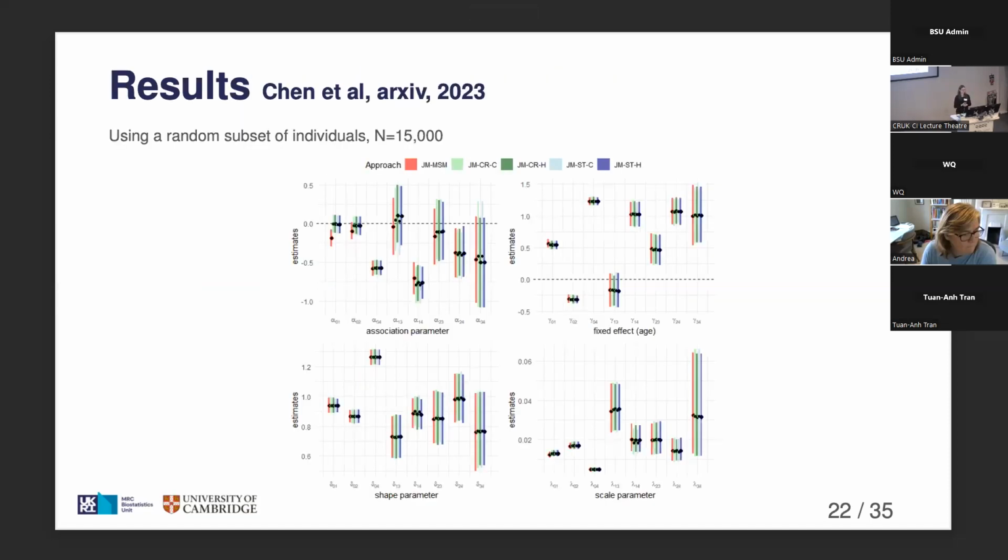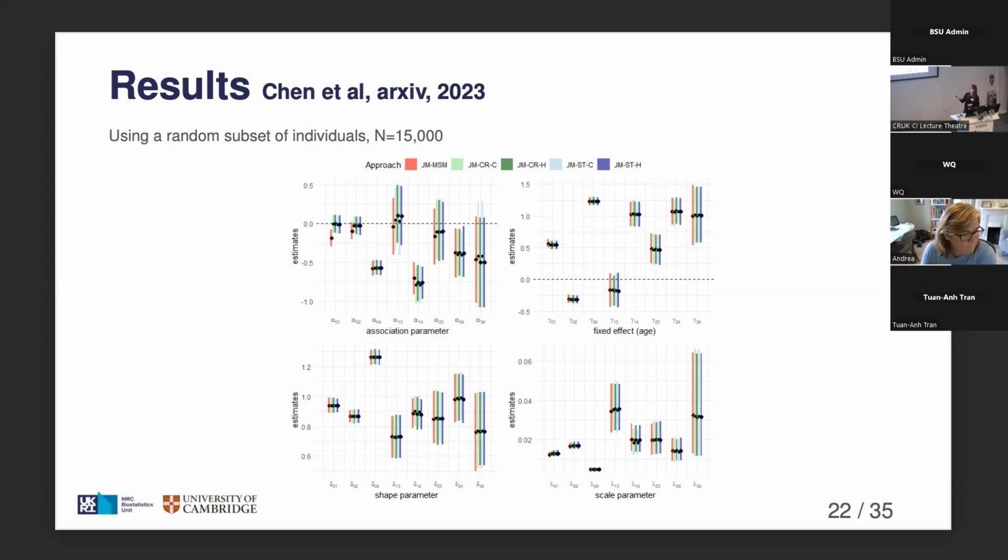And these are the results from CEDA's work. These are applied to just a random subset of 15,000 individuals. This was the largest sample size that he could manage with the full joint model. So in order to compare the models, he restricted first to that smaller sample.